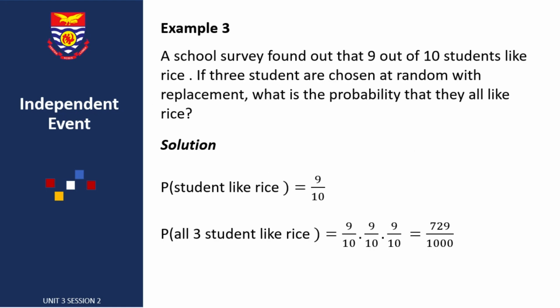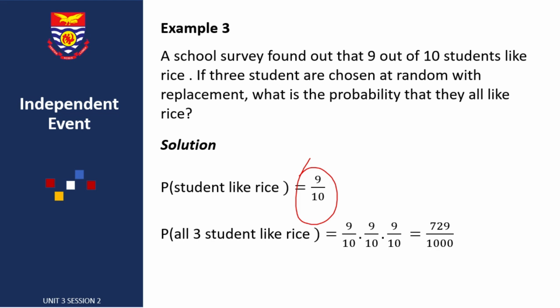Example 3. A school survey found out that 9 out of 10 students like rice. If 3 students are chosen at random with replacement, what is the probability that they all like rice? So the probability of a student liking rice is 9 out of 10, that will be equal to 9 over 10. Now we are selecting 3 students with replacement. If it is replacement, the probability of each event remains the same throughout, because once we've done the selection and we replace it back, we will still have the same result if we go back to make the same selection again. So the first selection will be 9 over 10, the second will be 9 over 10, the third will be 9 over 10.